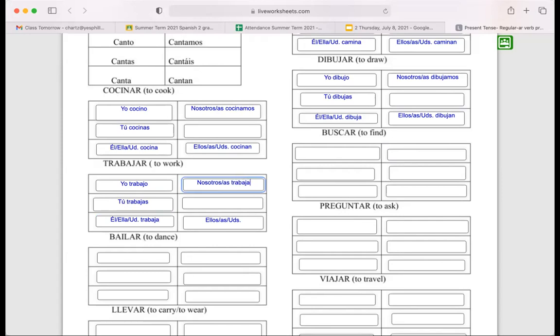In the nosotros form, what do we add? Yep. Trabajamos. And then in the ellos and ustedes form, what do we add? AN. Yep. So ellos and ustedes trabajan. So it's I work, you work, he, she, you formal work, we work, and they or you guys work. So that's how that one goes. So we'll do this one.